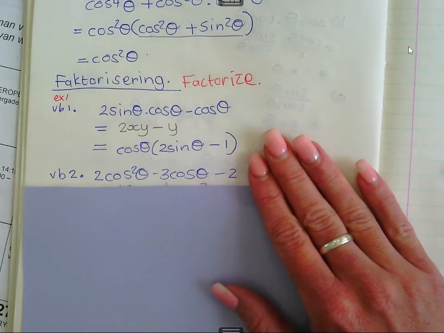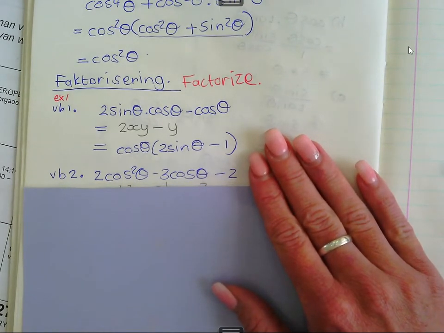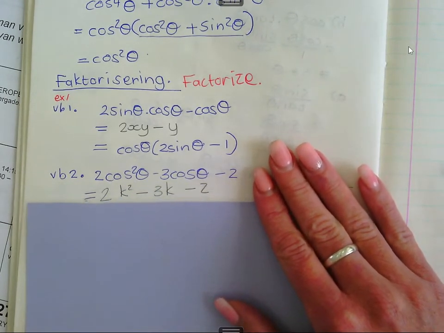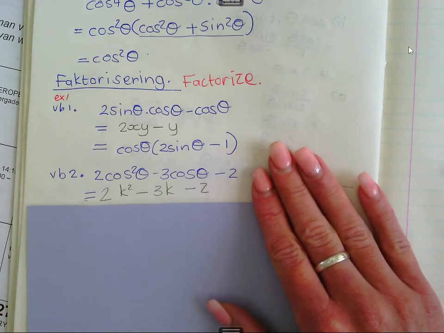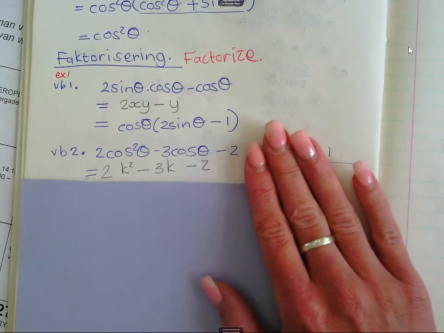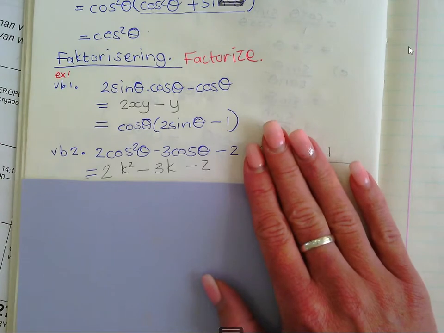Who can tell me what this is? Why? You see it, ne? If it was in algebra, or if you use the k method, it would be 2k squared minus 3k minus 2.